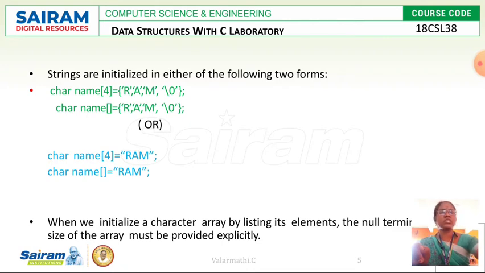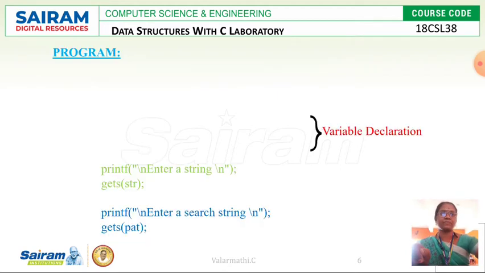Some more variations: without mentioning the individual characters as array elements, we can use double quotes to specify the string. So char name[4] equals within double quotes "RAM". That is also a valid declaration of a string. These are all valid initializations of strings.